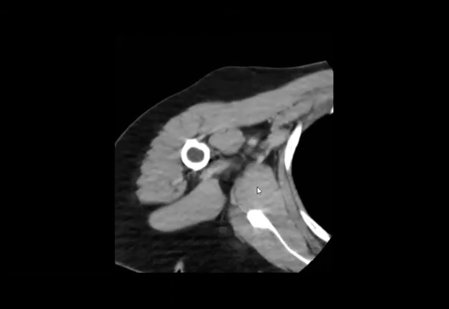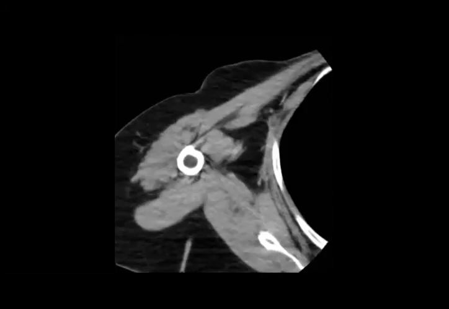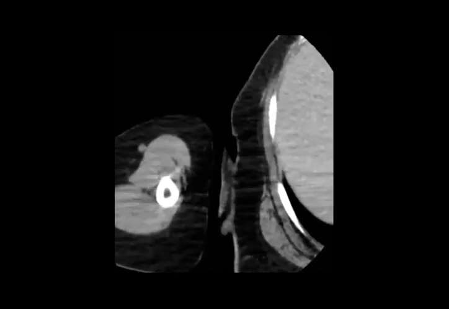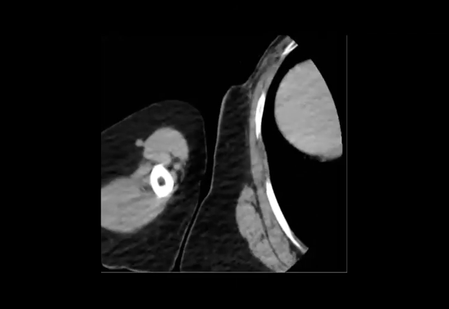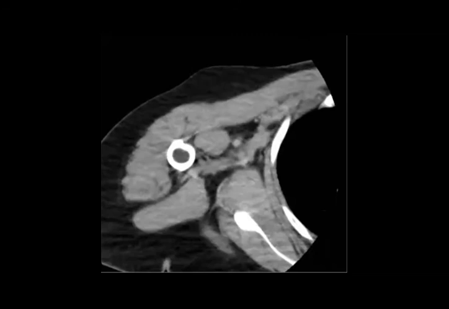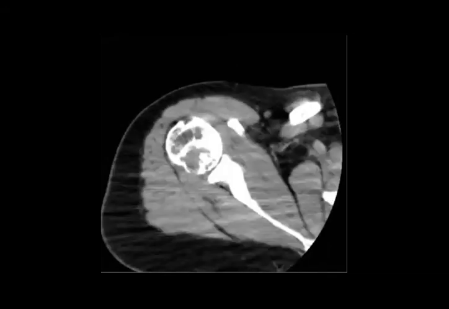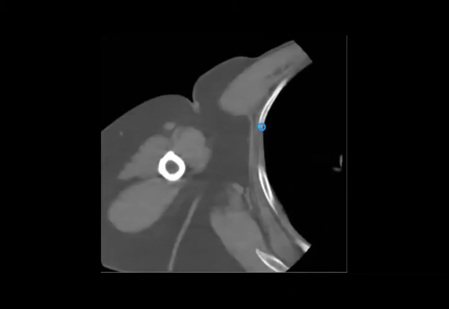So this is a soft tissue window. The image is clear. So what will you do now, if you are in a real situation? As a basic thing, what will you do? Thank you. So let's shift it to the bone window.